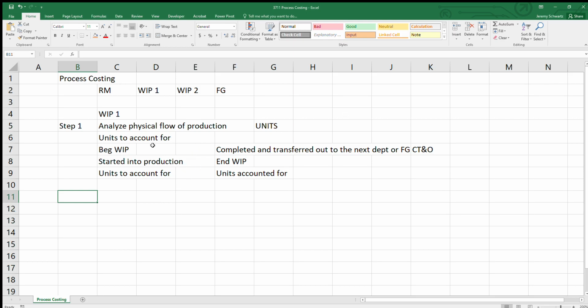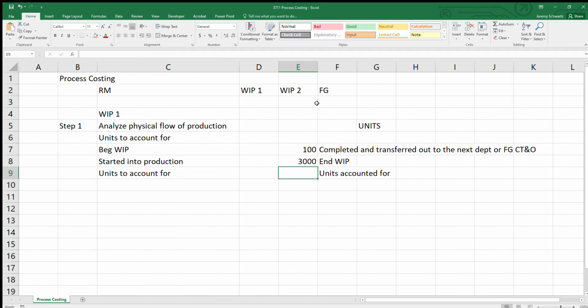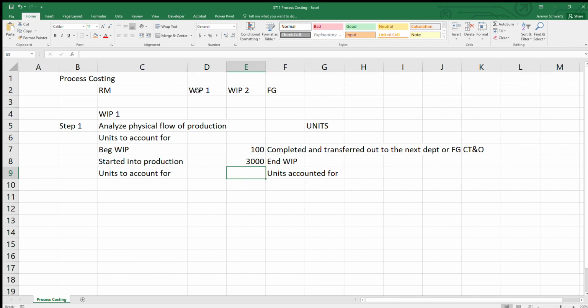So continuing step one with an example, if we had, and of course we'd have to be given this, 100 units that were in the beginning work in process, and then we had 3,000 units started into production. Maybe a little bit too much there. Then the units to account for would be 3,100, which would then give us our units to account for.